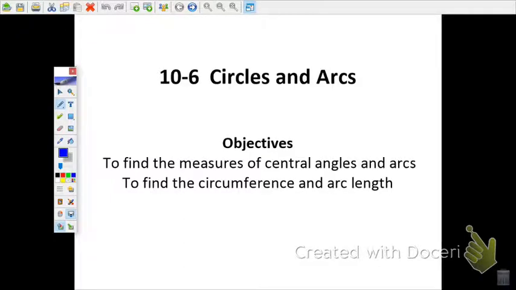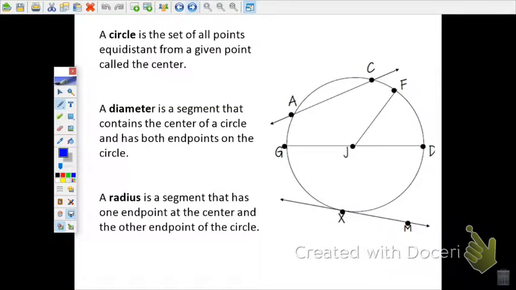Today we're going to look at section 6 of chapter 10. Two objectives: to find the measures of central angles and arcs, and then to find their circumference and arc length. I'm going to start out with some basic information. Again, some of this is going to be review for you on that first page of your notes.